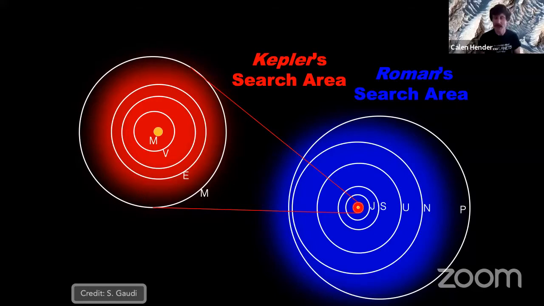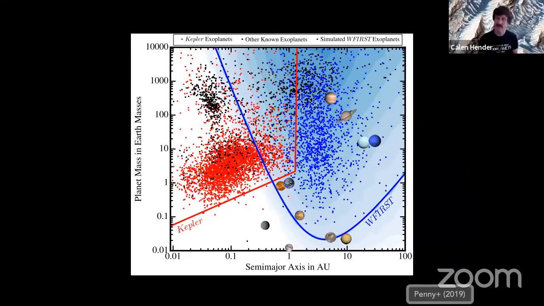direct imaging. And so it's not really fair to show this in linear space, but it appears that the Roman Space Telescope using lensing is going to access a much wider area than Kepler. But the most fair thing to do is to actually look at this in log space, because that's how we think planet formation occurs. It's not a linear process. And so what I'm showing is the planet mass in Earth masses on the y-axis, 0.01, which is about the mass of our moon, up to 10,000, which is more than 10 times the mass of Jupiter.